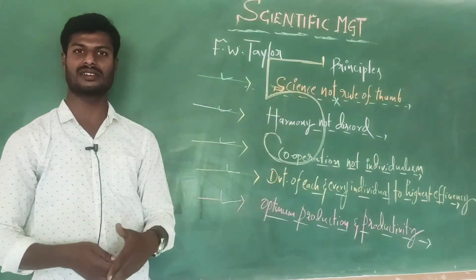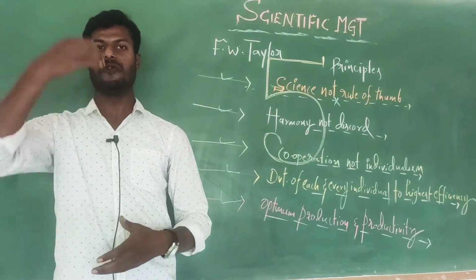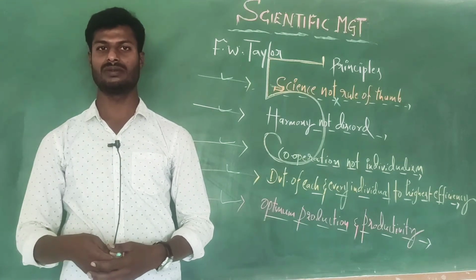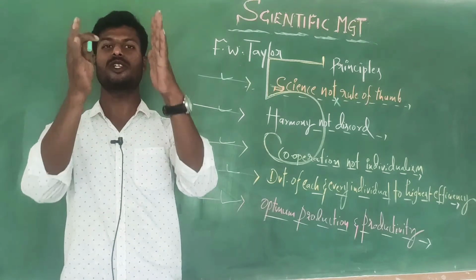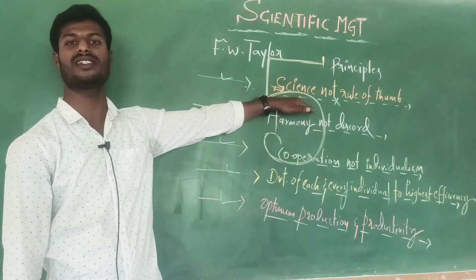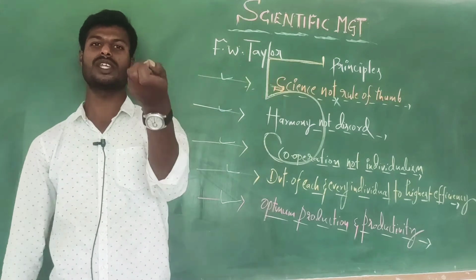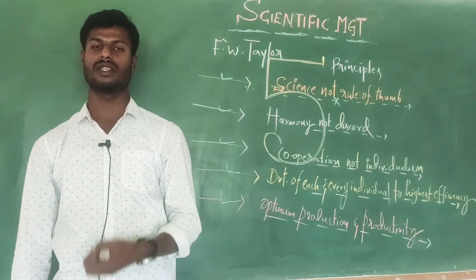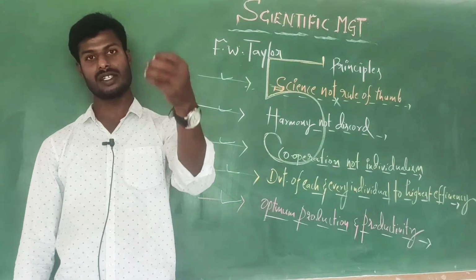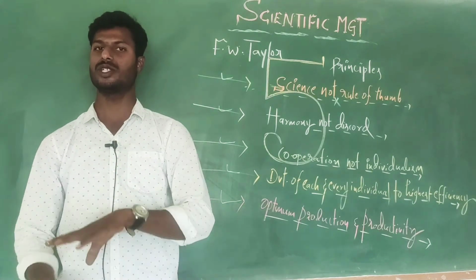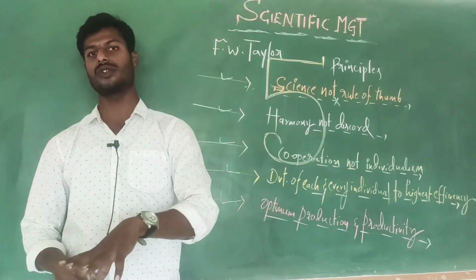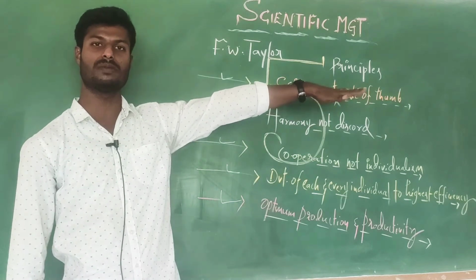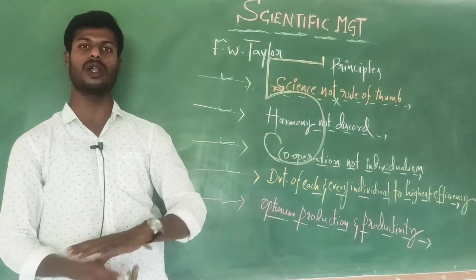Here, what is science? Very systematic, well planned, well organized, very sequential. For everything there should be a reason. That is called science. Science deals with experimentation, continuous growth, continuous improvements, continuous changes, and decisions according to organizational situations and changes in the external environment. So, science, not rule of thumb. Let me explain the first principle.